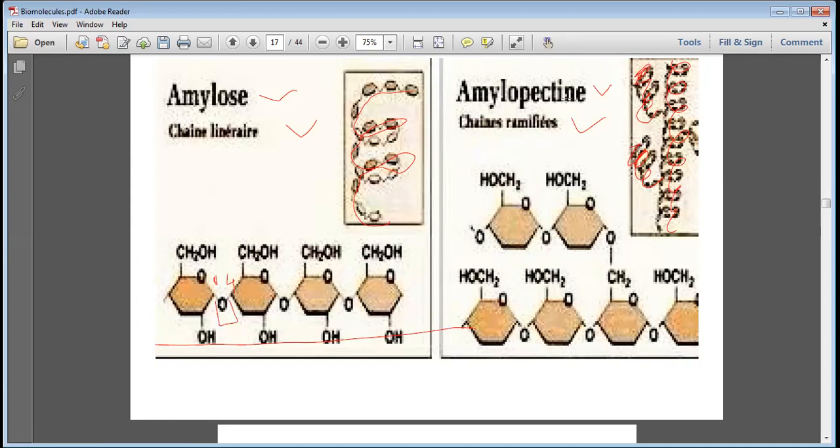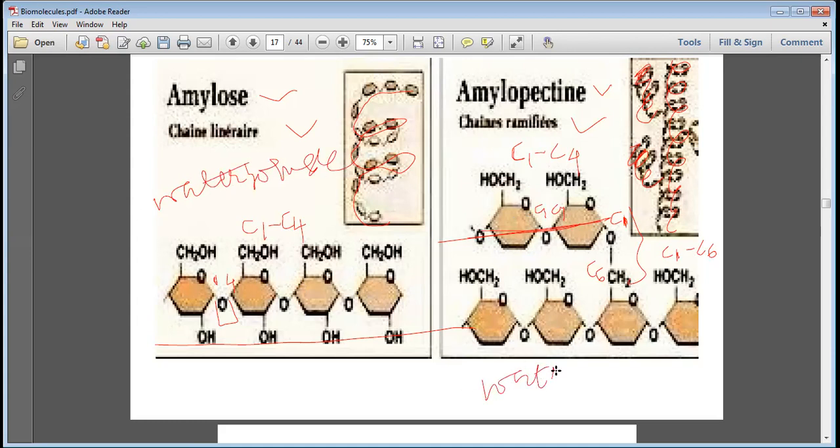But the amylopectin has the C1-C4 linkage for the linear part, but when it comes to the branch part, this is C1 of this glucose structure, and this is the C6 of the other. So the branch part has C1-C6 glycosidic linkage, whereas the linear part has C1-C4 glycosidic linkage, whereas in amylose only C1-C4 glycosidic linkage is formed. This is water soluble, whereas this part is water insoluble.